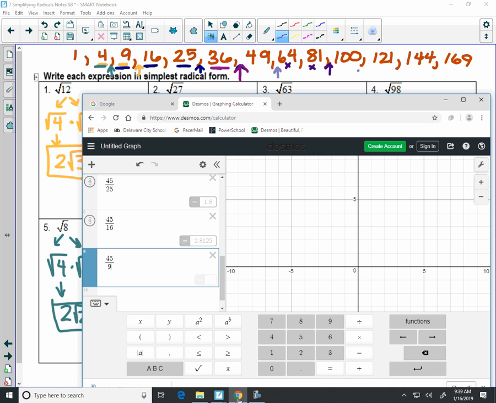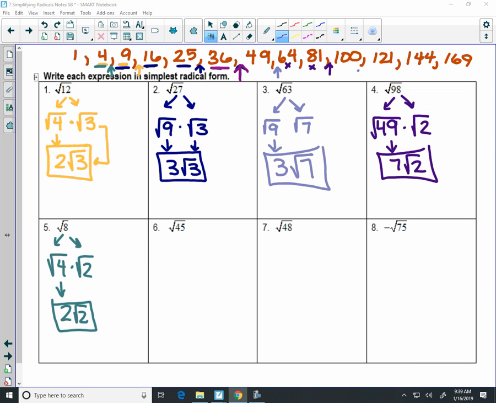45 divided by 9. And there it is, 45 and 5. So 45 we can break up into the square root of 9 times the square root of 5. I always put my perfect square first so I can break that one down. Square root of 9 is 3. And again, you can check it by doing square root of 45 in your calculator and 3 square root of 5.